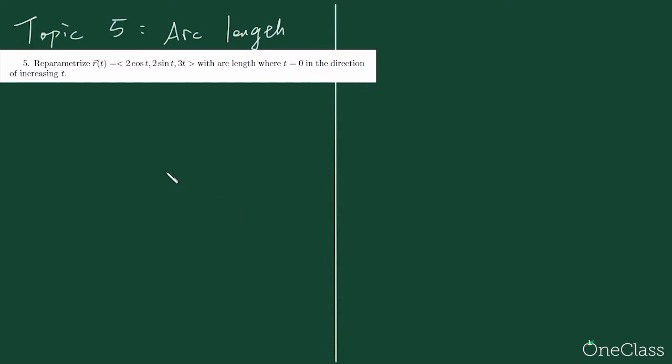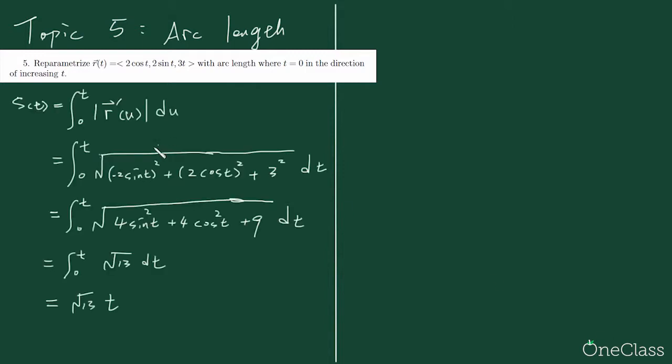The first question is from last year, 2012 term test 1, question 5. The question is: reparameterize the vector r(t), which is equal to (2 cos t, 2 sin t, 3t), with arc length where t equals 0, in the direction of increasing t. So let's calculate the arc length first.